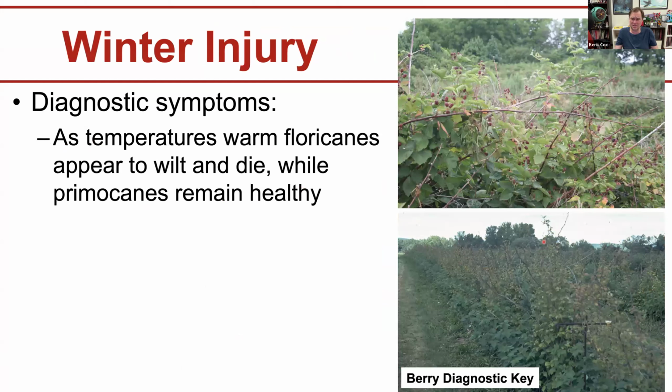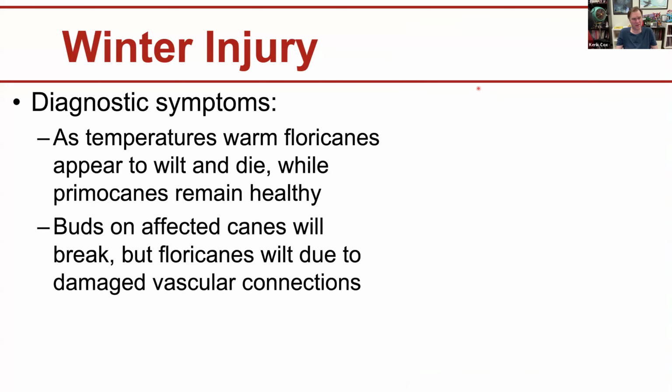In this case, this is again in raspberries. You can kind of see this like, whoa, why is this haze of dead-looking stuff? In this case, this was winter injury in raspberries. Temperature warms, floricanes that will be producing flowers and fruit appear to wilt and die, but the primocanes are hardier, like you can see down there near the bottom, and are a little more healthy. But the stuff that you want looks kind of wilted and dead, which is kind of frustrating.